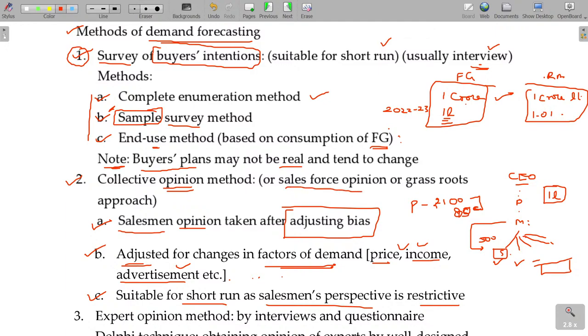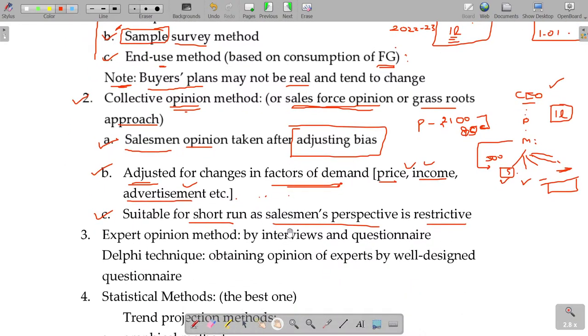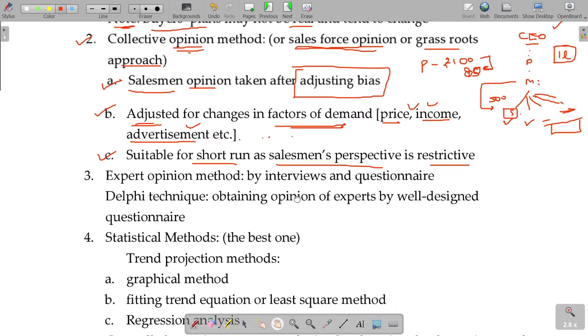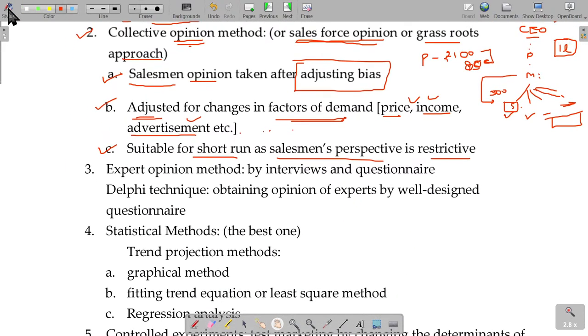So the collective opinion method can be named as Salesforce opinion, or grassroots approach. It means it's not the demand forecasted by the CEO, but by the root people, the salesmen. From there only we collected the demand. That's why it is called a grassroots approach. Is that clear? Now let's move on to the next one.